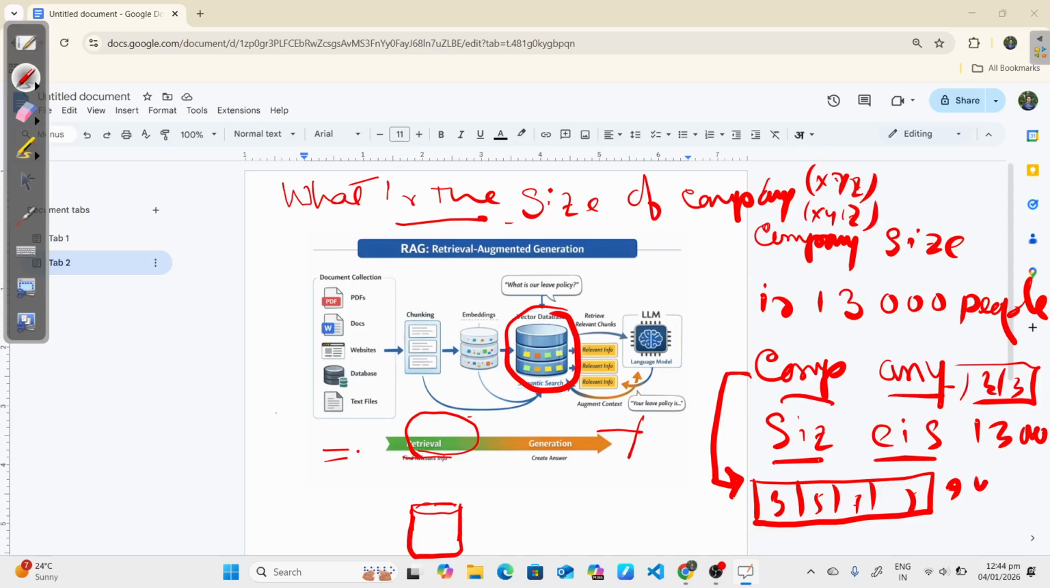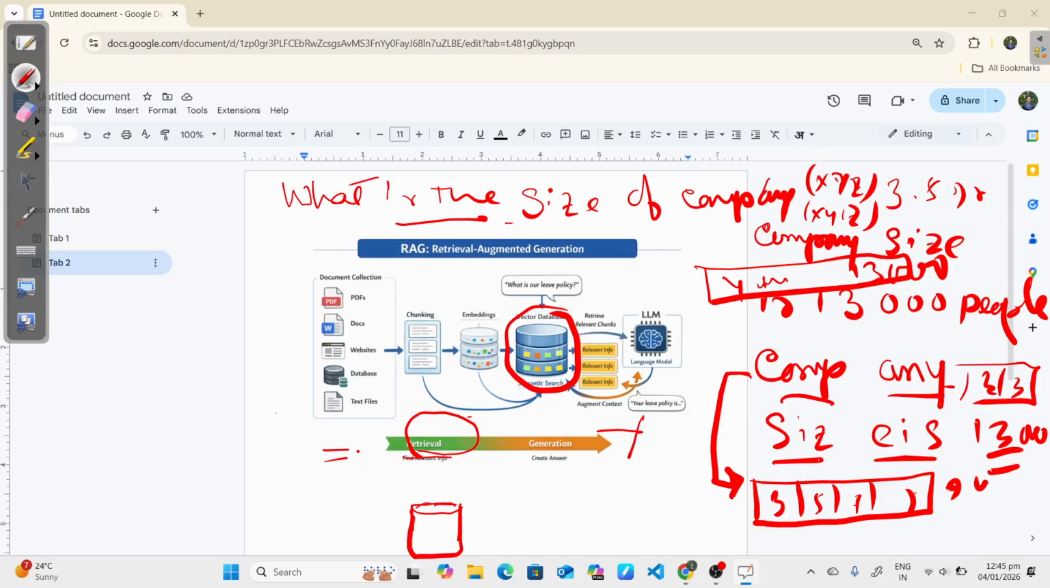If some numbers match, I already said this is 3579, something like that. If it matches 3579 in the vector, it will find it out. This 3579 is matching, so this will be the answer. The answer is 13,000. So now we got the answer using semantic search, and it will pass it to the LLM. The LLM will form the complete sentence now. It will say your company strength is 13,000, and pass it to the user.